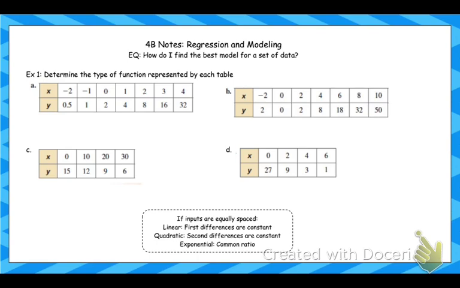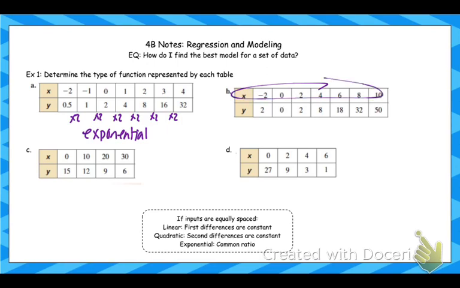Now we look and see how those y values are changing. Let's look from 0.5 to 1, 1 to 2, 2 to 4, 4 to 8. Every time I'm multiplying by 2. So if I'm multiplying by 2 each time, we have what's called a common ratio. And that common ratio tells us that this is an exponential function. When you get to series and sequences and pre-cal next year, you're going to see some of this come back up as well.